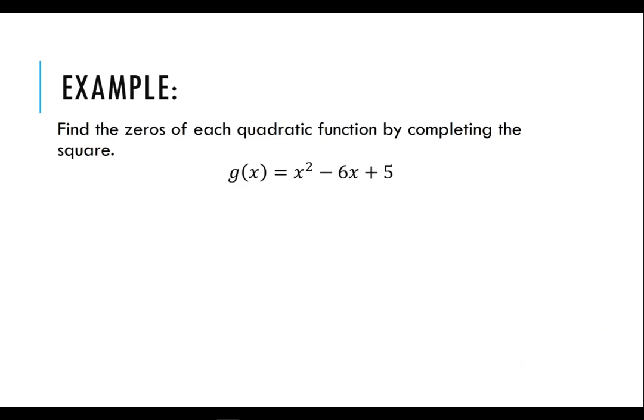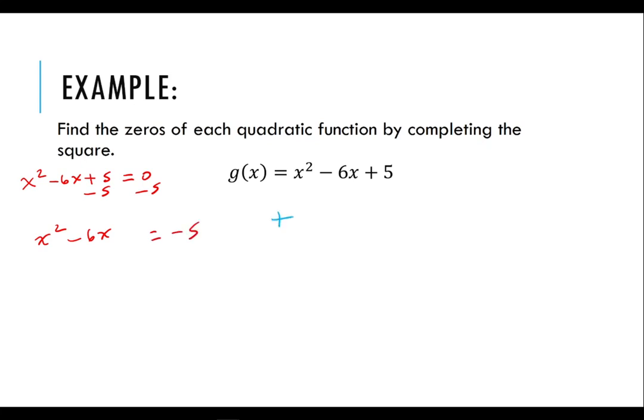So now let's try to solve this one by completing the square. Step 1, write it equal to 0. So that is x squared minus 6x plus 5 is equal to 0. Then move the constant over, so minus 5. That's then going to be, leave yourself some space, x squared minus 6x is equal to negative 5.